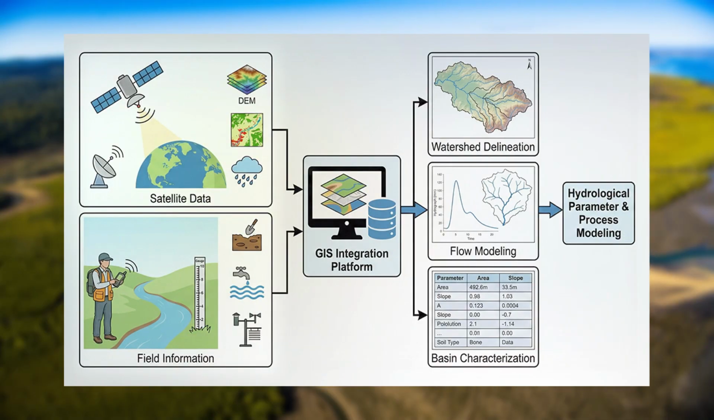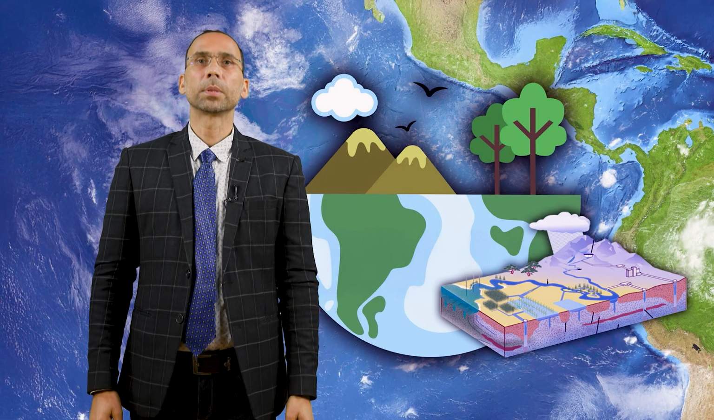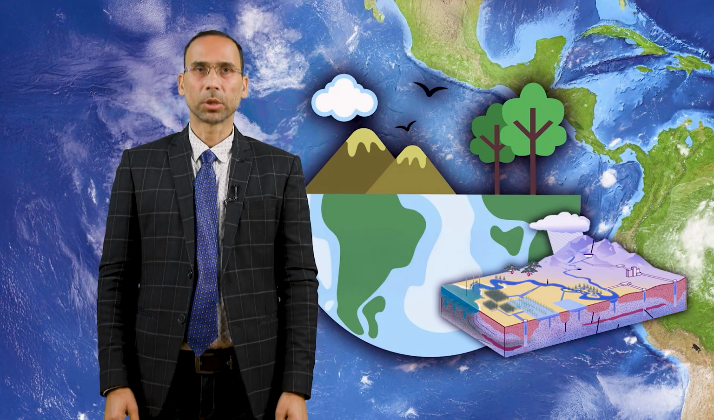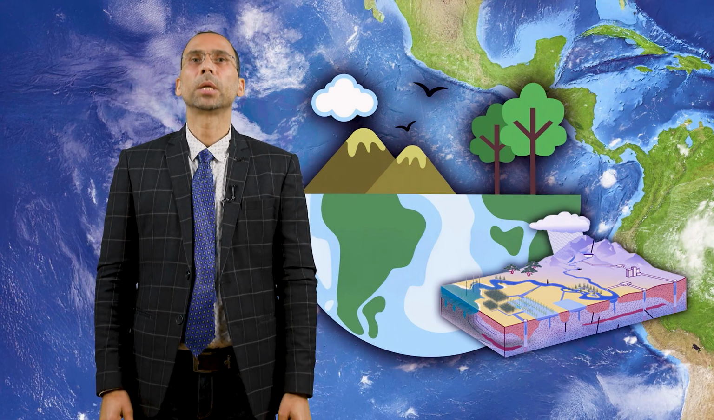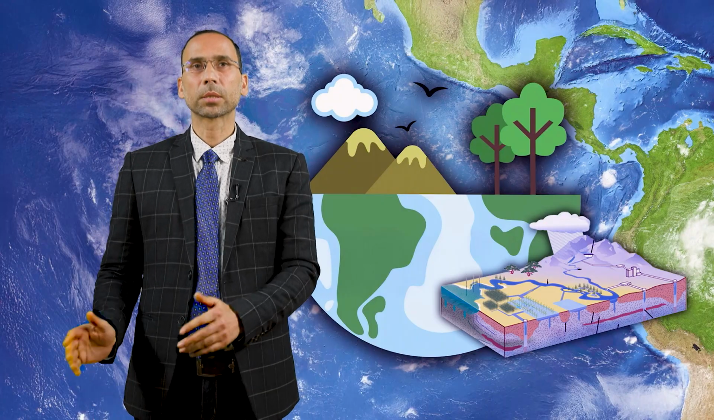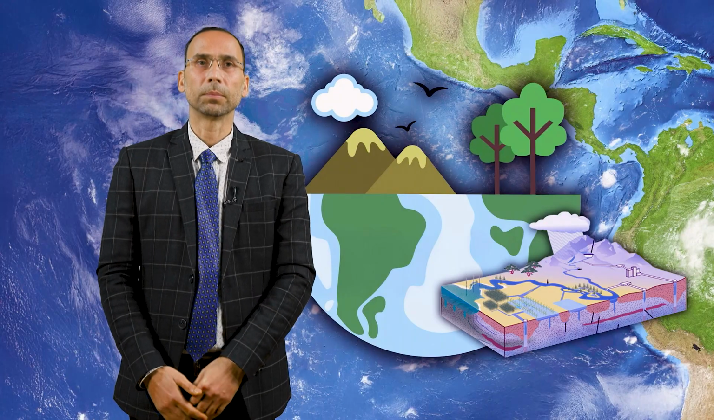The field information and satellite data is integrated in geographical information system for modeling the hydrological parameters and processes. It is used to delineate watersheds, flow modeling and basin characterization. GIS helps to map groundwater potential zones, estimate recharge and assess risk to hazards and pollution.